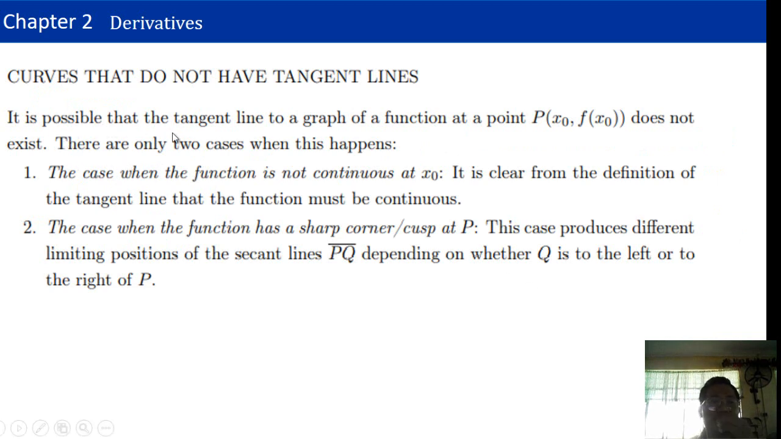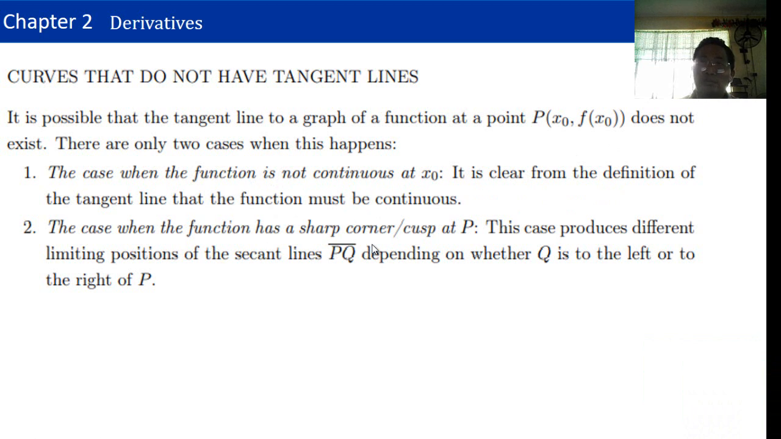So in here, we have two possible ways in which the graph has no point of tangency or no tangent line. So there are two cases only. The first one is when the function is not continuous. So pag hindi siya diretso, pagputol, at that point, wala talaga siyang tangent line. It is clear from the definition that the tangent line must be a function and must be continuous. The second case is if there is a sharp cusp, for example, the graph of an absolute value, letter V kasi yun. And this case produces different limiting positions of the secant lines PQ depending on whether it is to the left or to the right of P.